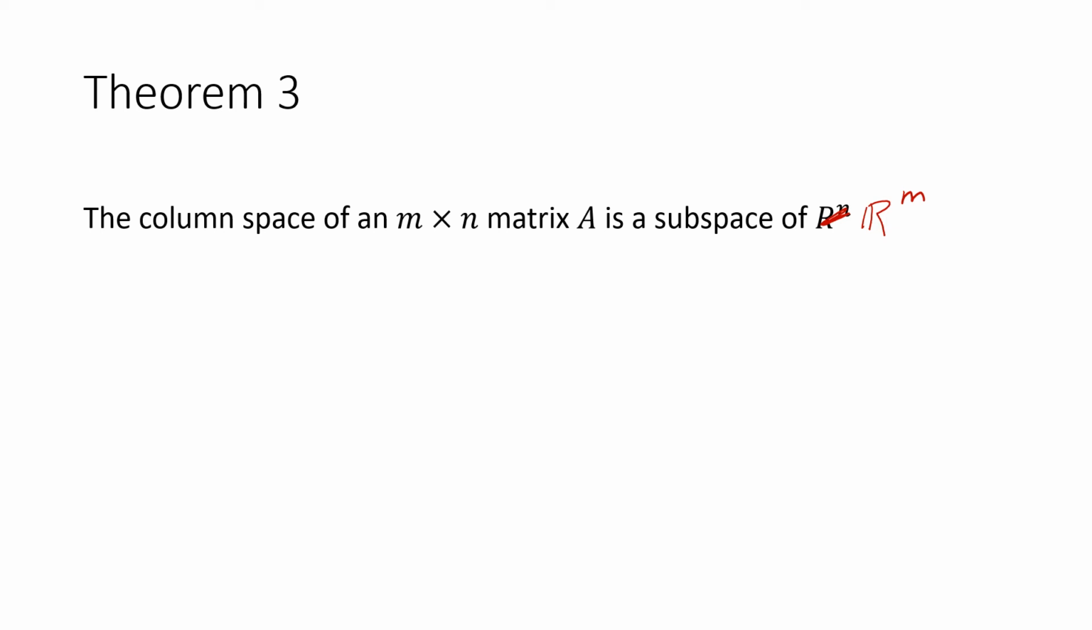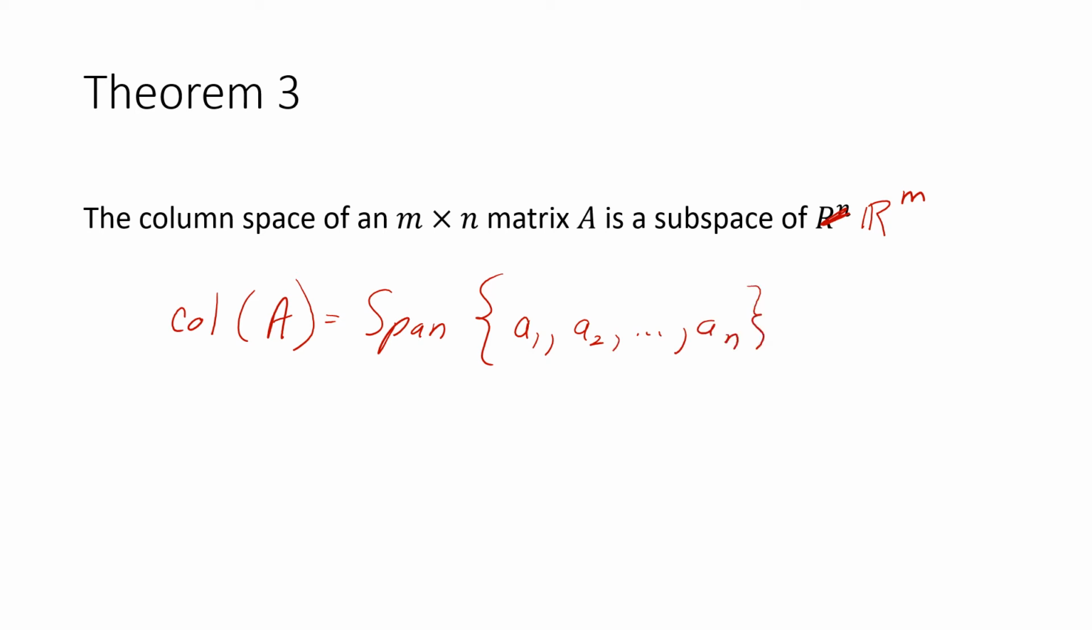Why is the column space a subspace of Rm? Well, think about what it is. We saw before that the column space of A is the span of A1, A2, and so on up to An, where the Ai are columns of A. Remember, one of the first things we saw when we were talking about subspaces is that the span of vectors is a subspace. So therefore, this column space is a subspace of Rm.